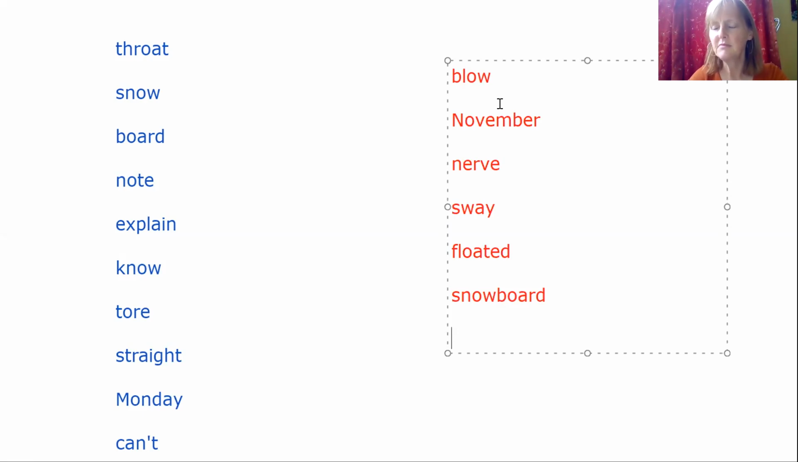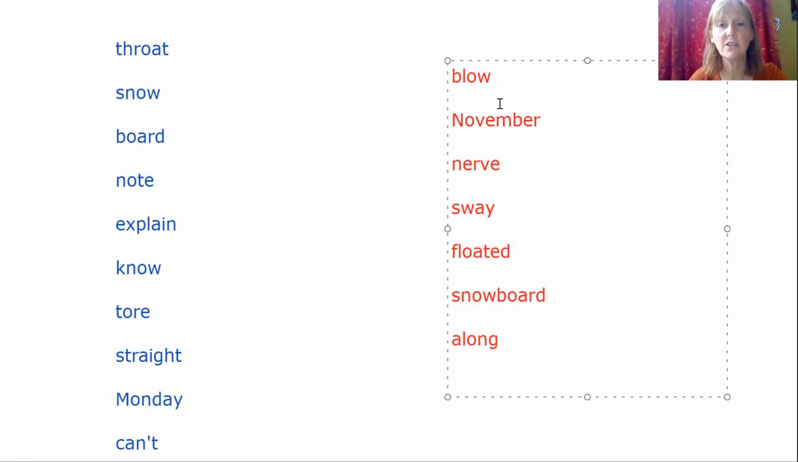Snowboard. Remember the word along, we have the uh sound, which is our schwa, and in this case, we're going to spell the schwa with an A, and then spell the word long, along. Very nice.